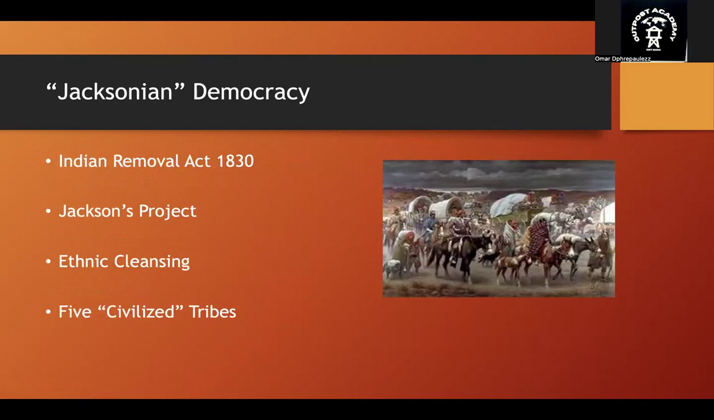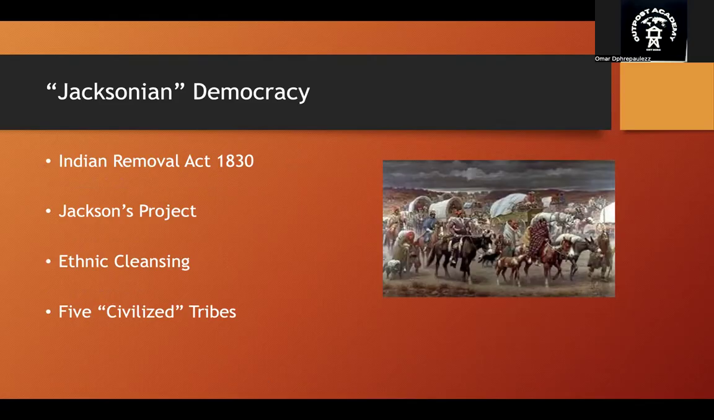An example would be the Indian Removal Act of 1830. President Jackson rejected any suggestion that the indigenous people could be assimilated. He wanted all of them expelled to west of the Mississippi River. This was his project, to remove these people and make this land available for white settlement, what we now call ethnic cleansing.